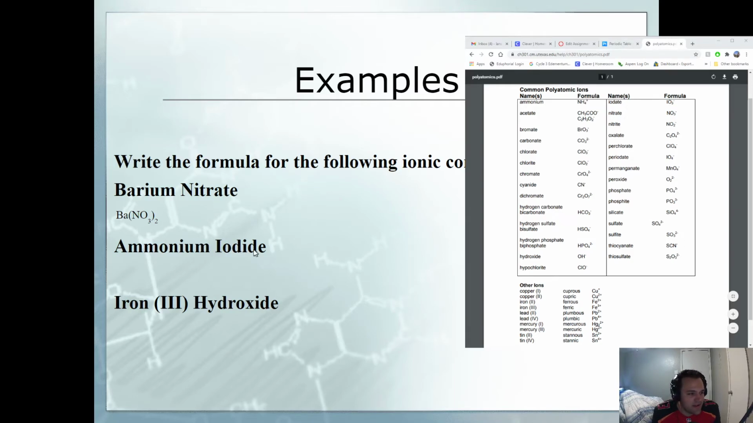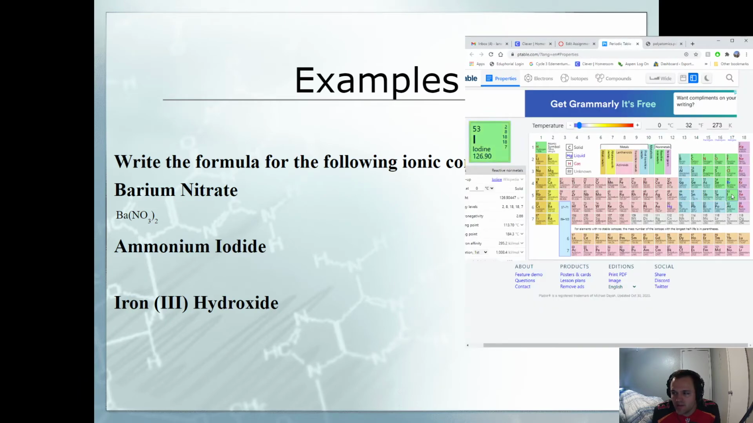And then iodide, if you remember, replacing the -ide on the end means that this is going to be a single element. So if we go find iodine on the periodic table over here, we can look at the column it's in and determine that it would have a charge of -1. So if we've got a +1 from the ammonium and a -1 from the iodine, they cancel each other out. You just need 1 of each. So it would just be NH4I.